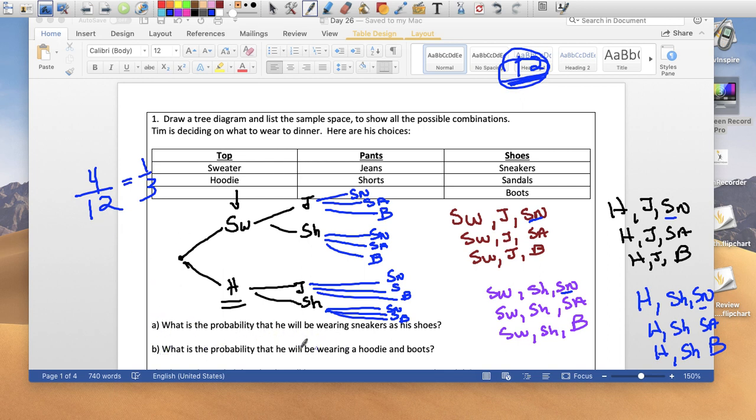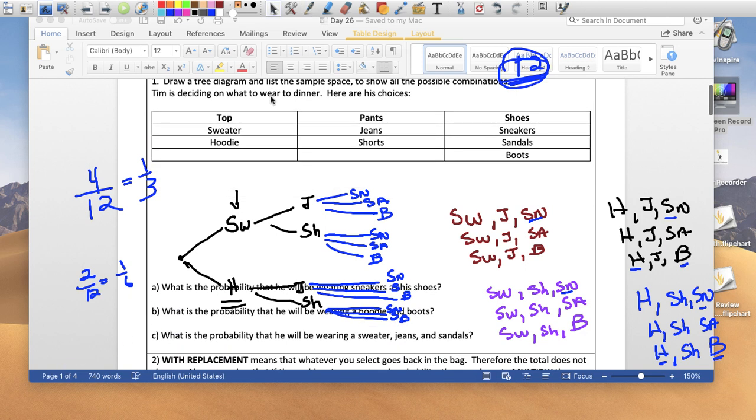What's the probability that he's going to be wearing a hoodie and boots? So we need to look for a combination where it says hoodie and boots. Now all this top part here we can ignore and look at the bottom. Hoodie and boots, so H and B. Well, here's an H, here's a B, and here's another H, here's another B. So out of the 12 outfits, how many did he have hoodies and boots? It would be 2 out of 12, or 1 out of 6. So that answers question B.